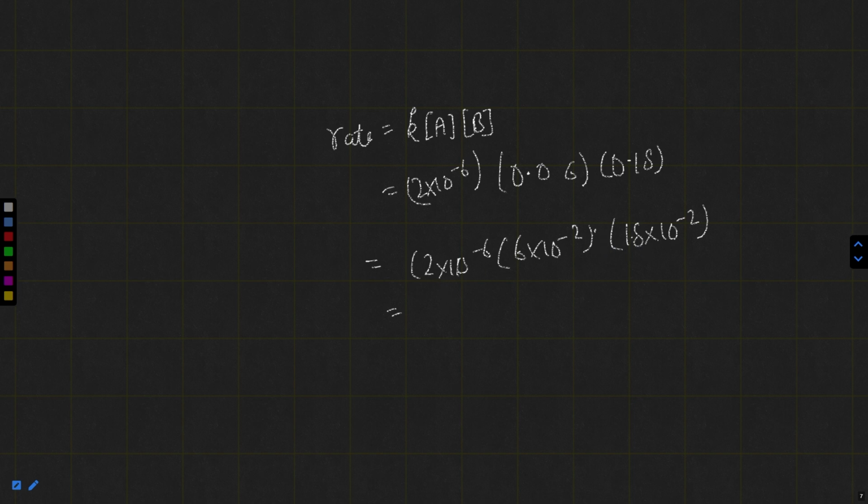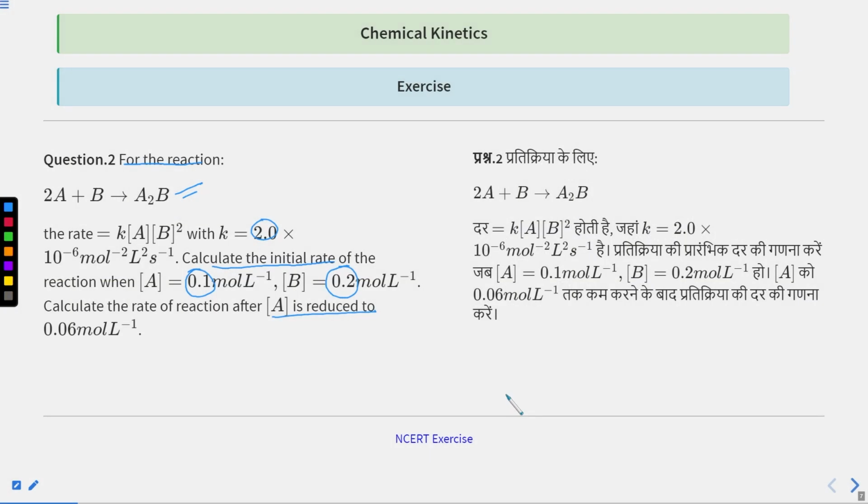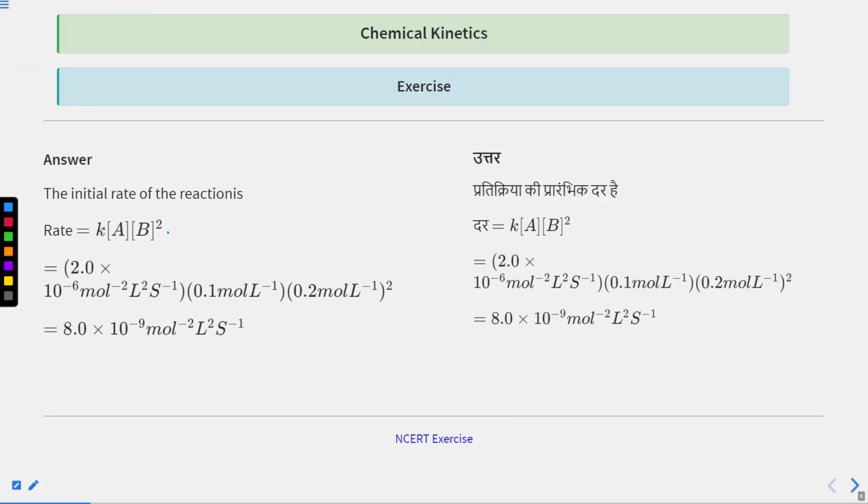Now 18 into 18 is 36, and 6 into 6 is 36, 6 into 3 is 18, 18 plus 3 is 21. And this is minus 6 minus 2 minus 2. 10 to the power minus 10. Now if you just write it in proper scientific notation, this point will go here and the power will be increased by plus 2. That would give you 10 to the power minus 8. So this will be the rate. So it will be mole per liter per second. Clear? So in this way, we will solve this question. Easy? Okay. So here we have done the same thing.